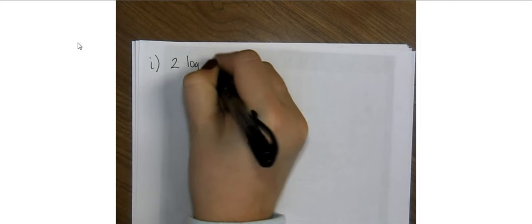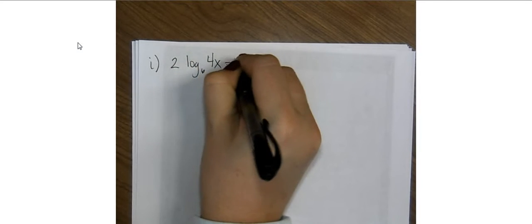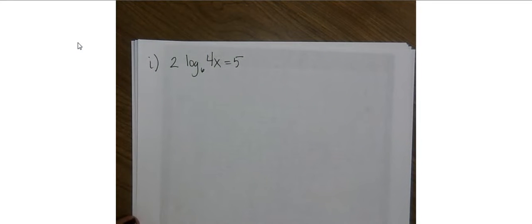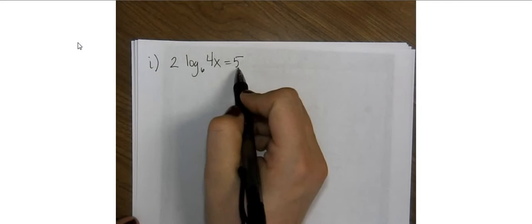Okay, going through the alphabet. So you have 2 log base 6 of 4x equals 5. All right, so the first thing I want to do is I want to divide by the 2. If I divide by the 2 first, then it's going to give me a fraction. So I'd have 5 over 2. It'll work out fine in the end, but it's just going to look a little bit uglier.